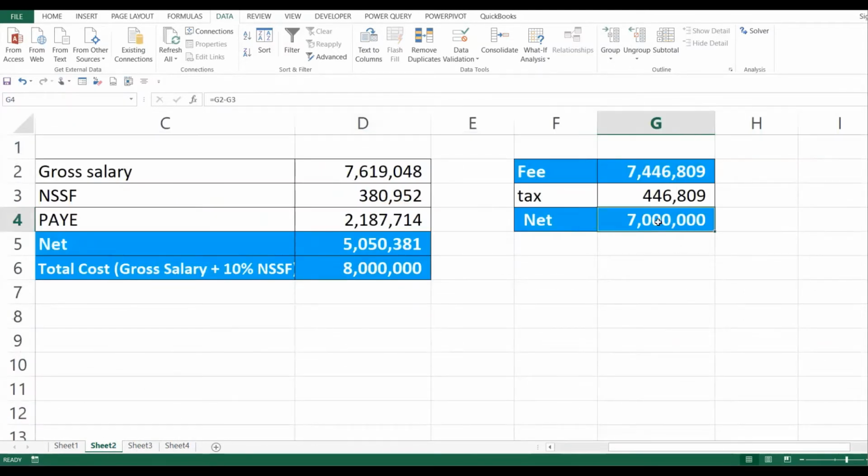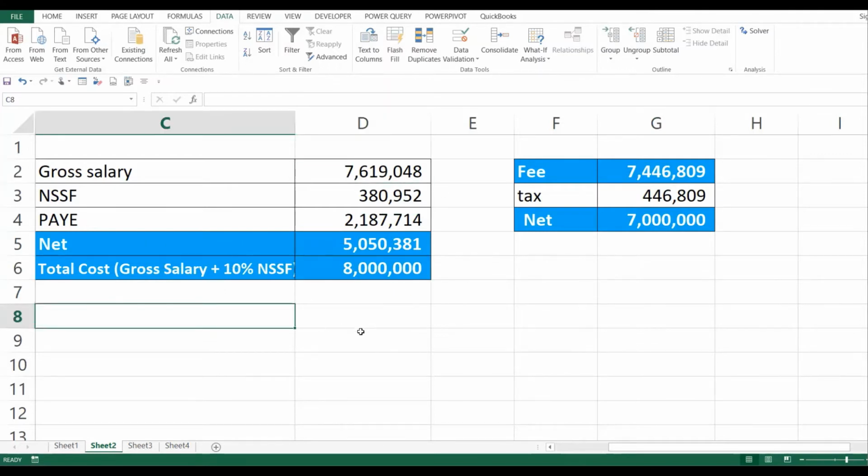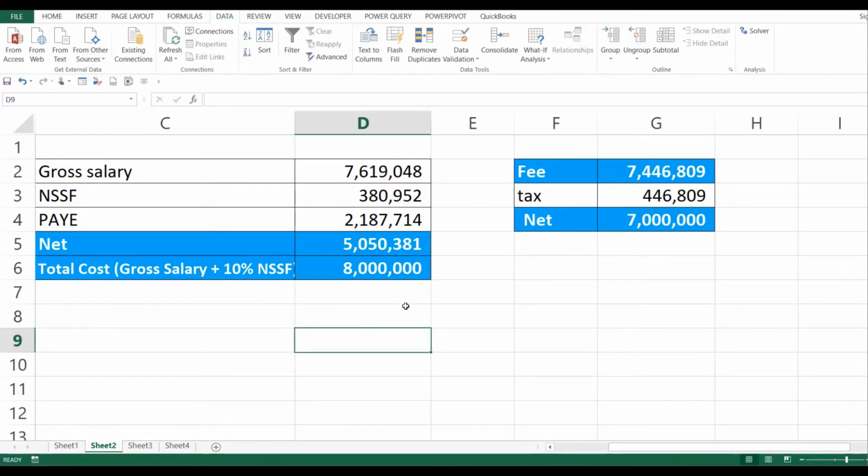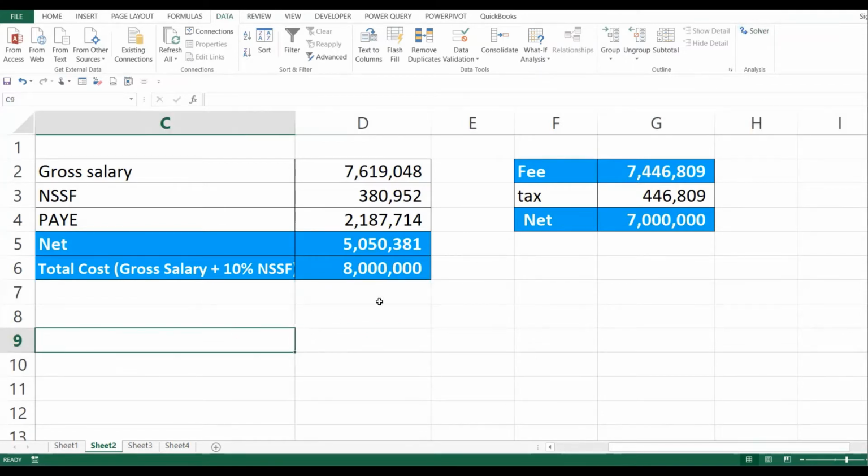Here, we want a net of this, and we're asking ourselves, what should the fees be so that my net is this? Here, I want a total cost of this, so what should my gross be? That's what I'm going to look at, and I'm going to use the goal seek analysis. And remember, the goal seek looks at only one variable. If you want to see more than one variable, there's another one called solver, which we shall look at in another video. For now, let's look at the goal seek analysis.